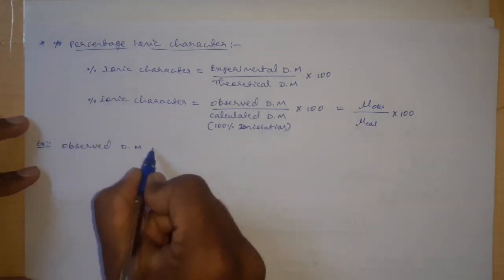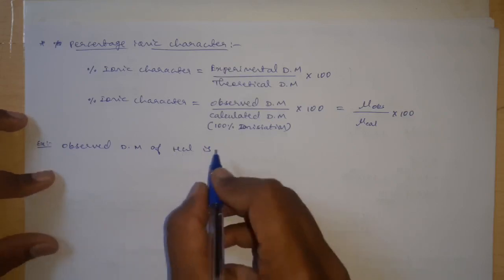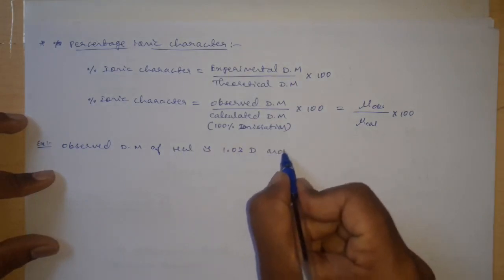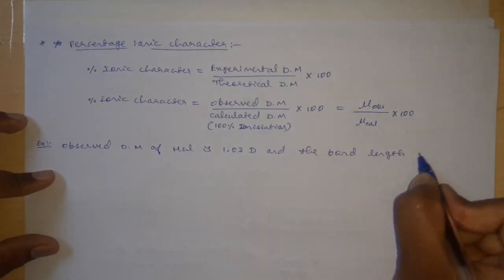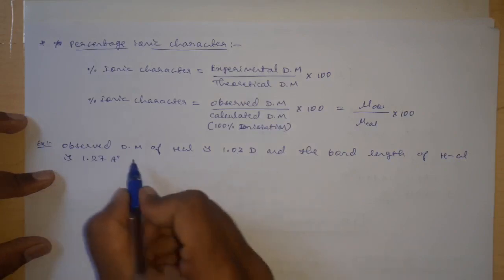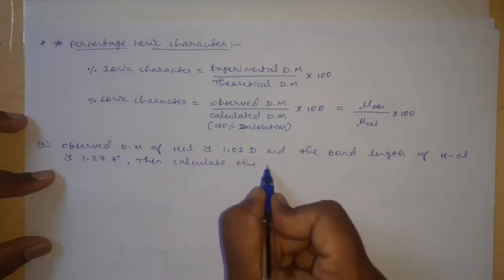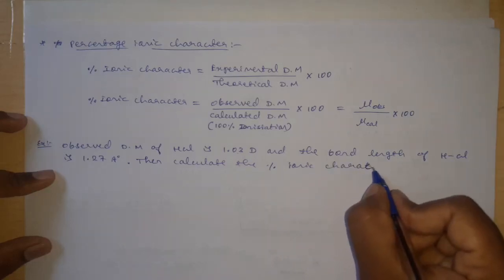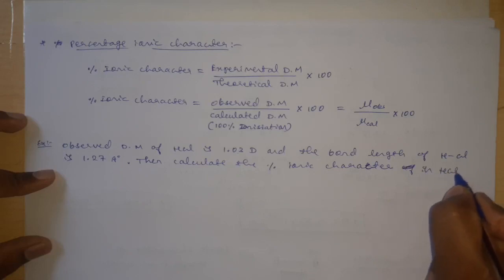The observed dipole moment of HCl is 1.03 D. HCl is a polar covalent molecule. The observed dipole moment of HCl is 1.03 D, and the bond length of HCl is 1.27 angstrom. Then calculate the percentage ionic character in HCl.